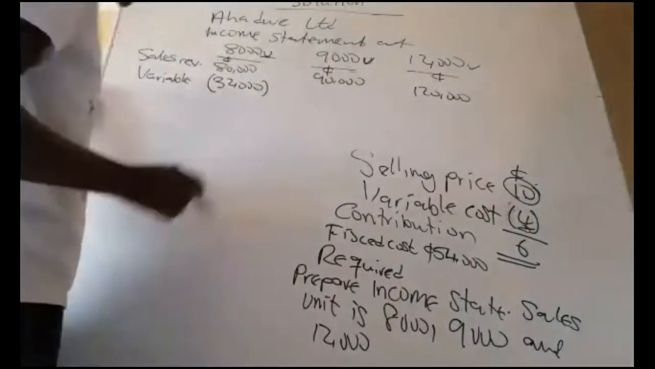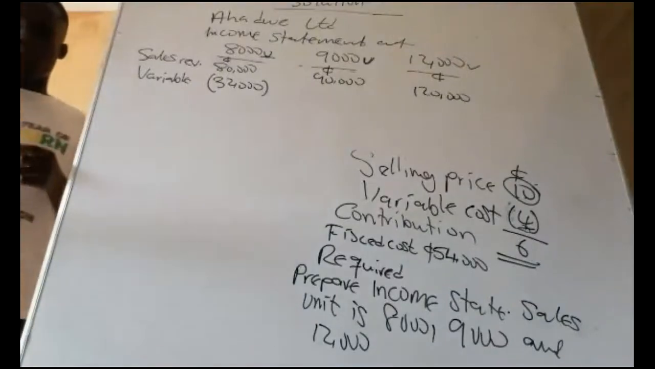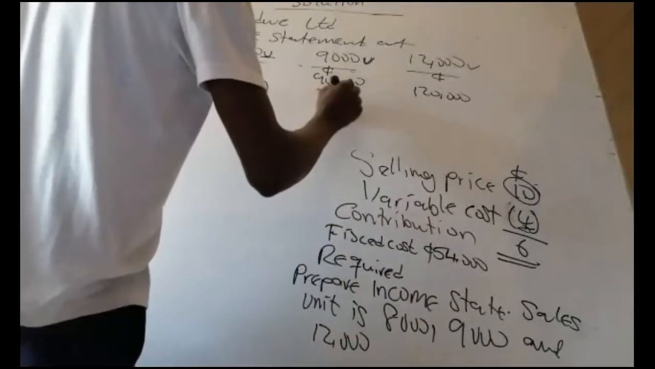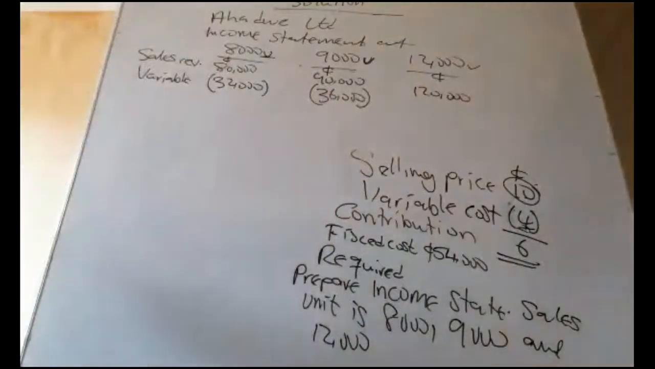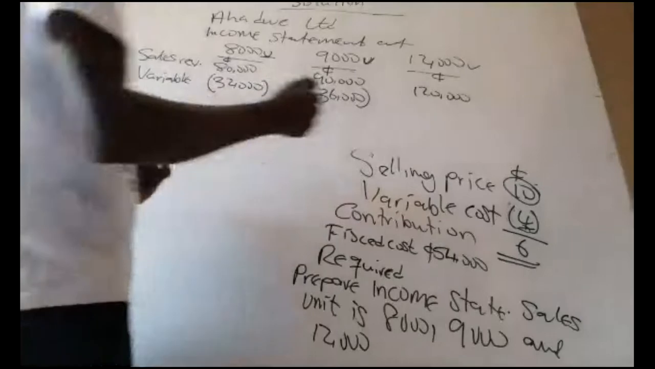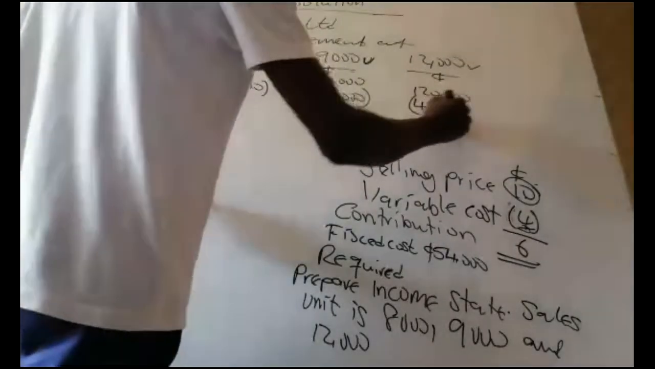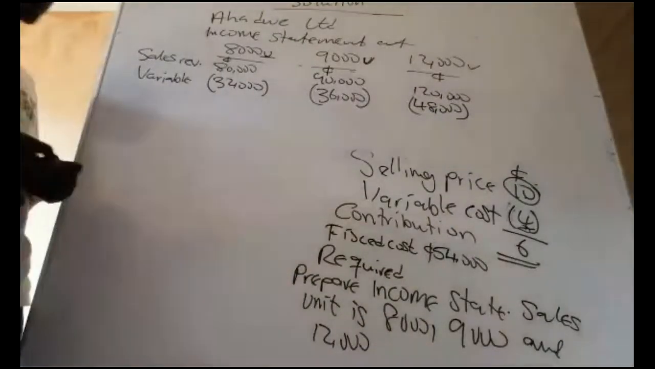Now, what will be the variable cost when you produce 9,000 units? That will be 4 by 9, which is 36,000 Ghana cedis. What if you produce 12,000? So 4 by 12,000, good, 48,000.